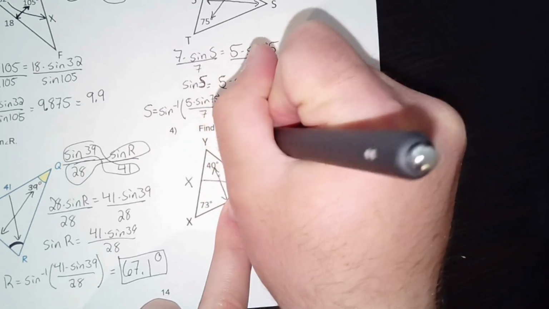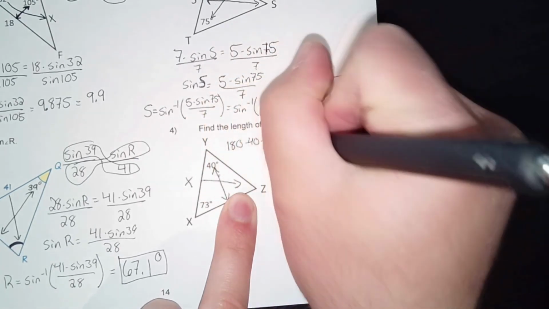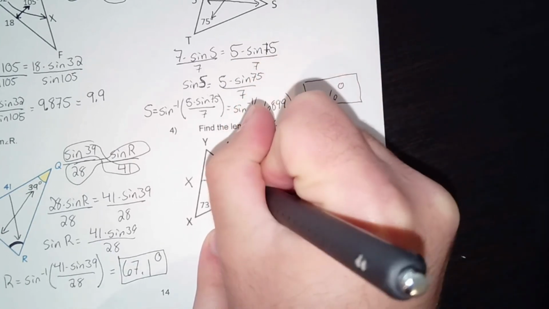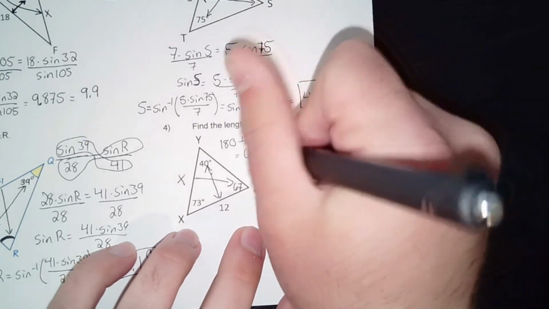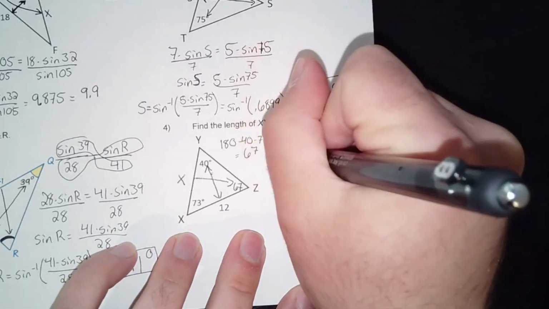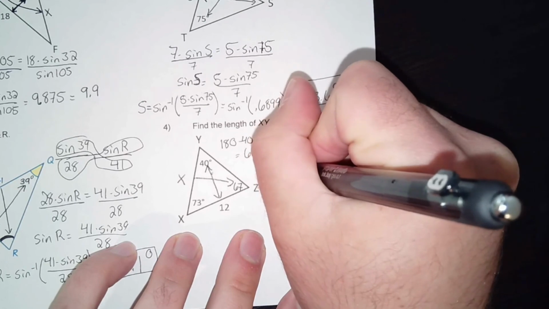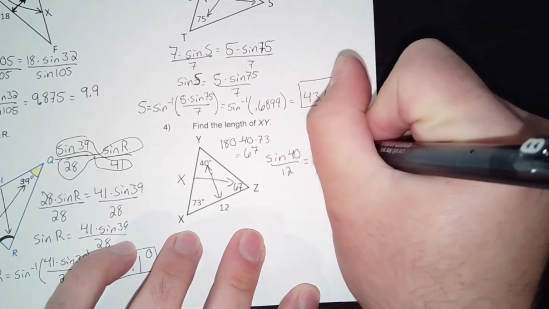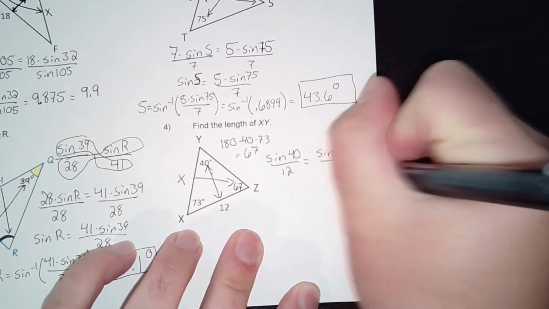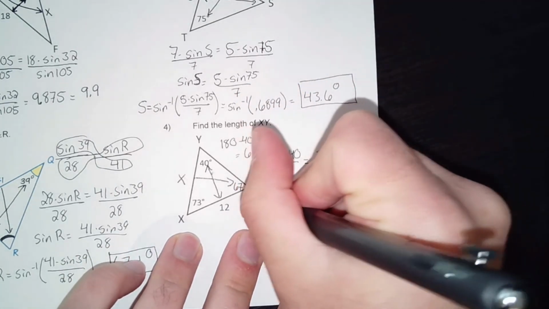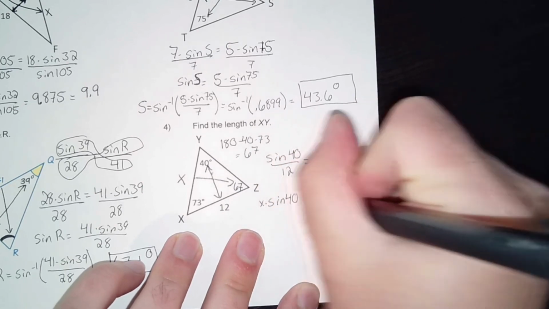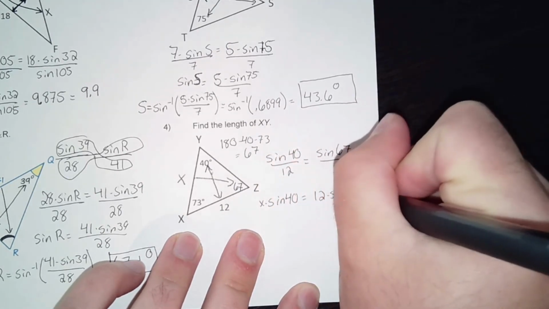But I can do 180 minus the 40 and minus the 73, which is going to give me 67. So this angle here is 67. And we can now go ahead and try to find our missing side that I've called x. So if I set this up, this is going to be the sine of the angle we know, which is 40, divided by the side we know, is equal to the sine of the other angle, 67, divided by the side I don't know, which is x. Go ahead and cross multiply: x times the sine of 40 is equal to 12 times the sine of 67.